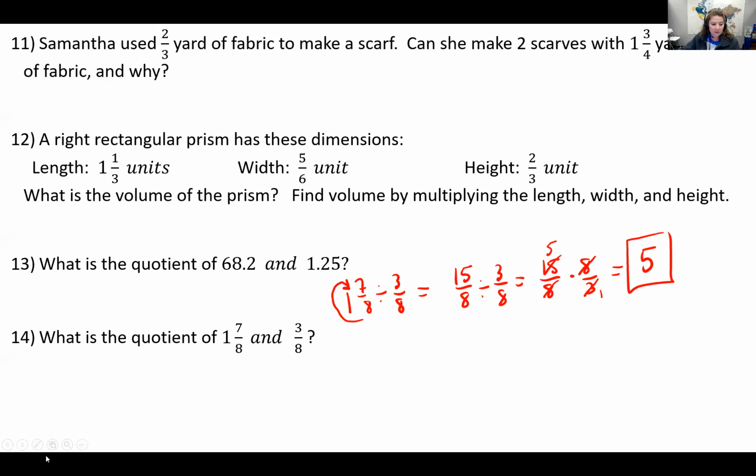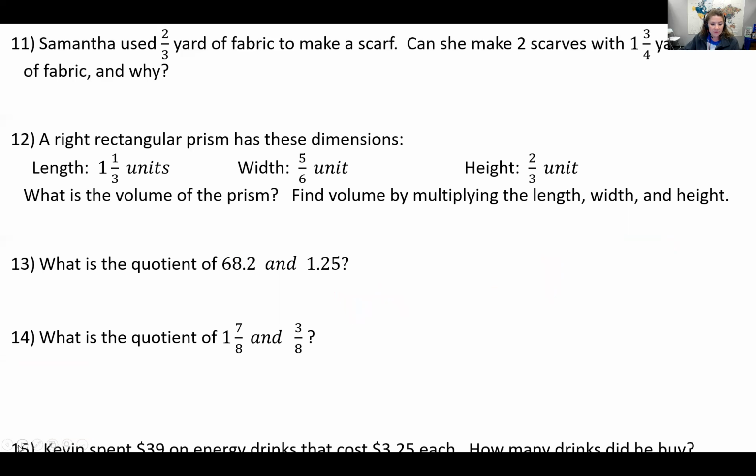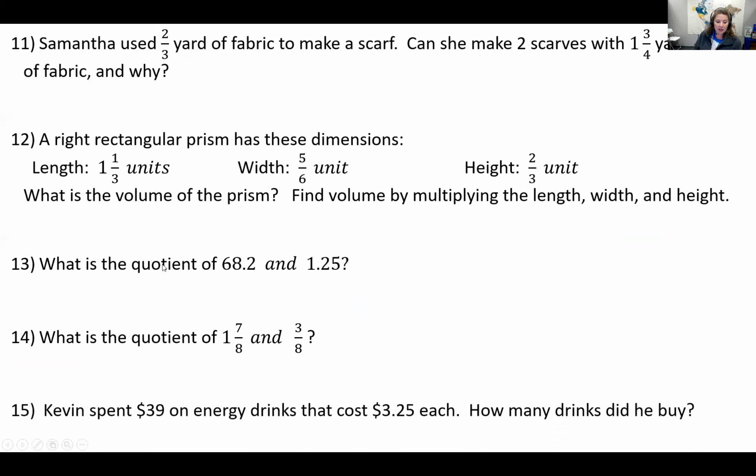And number 15, Kevin spent $39 on energy drinks that cost $3.25 each. How many drinks did he buy? So we're going to take the total amount of money he spent, divide it by $3.25. So we're going to move our decimal 2 places to the right, and this one is sitting here. So we're going to go 2 places to the right, right there. So we're really dividing 325 into 3,900.